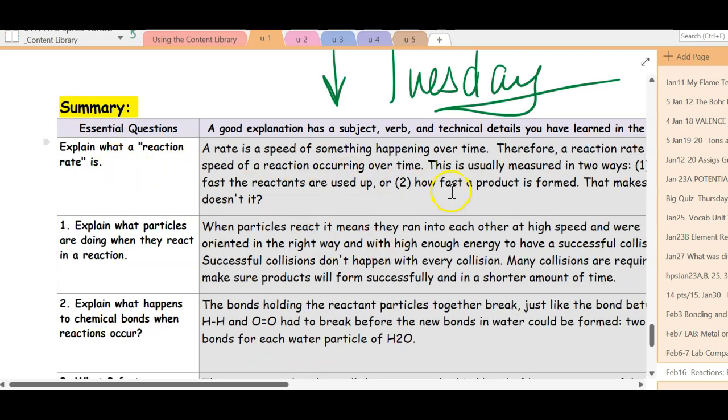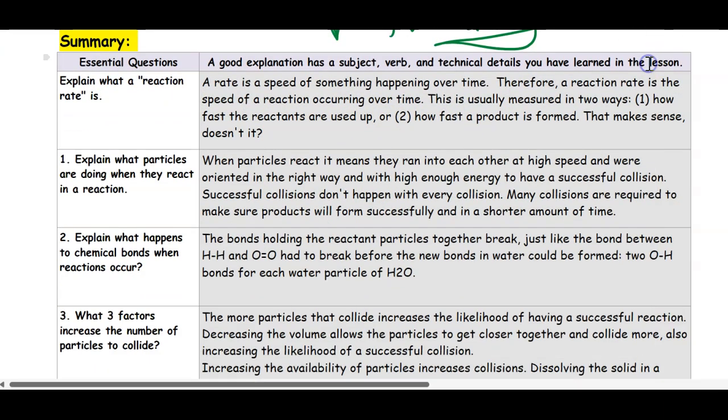Well, a rate is the speed of something happening over time. So therefore, a reaction rate is the speed of a reaction occurring over time. This is usually measured in two ways, whichever is the easiest: how fast the reactants are used up, or how fast a product is formed. That makes sense, doesn't it? So we're actually catching the new product that's formed, or paying attention to how much reactant is missing. All right, so that's how we would measure a reaction rate.